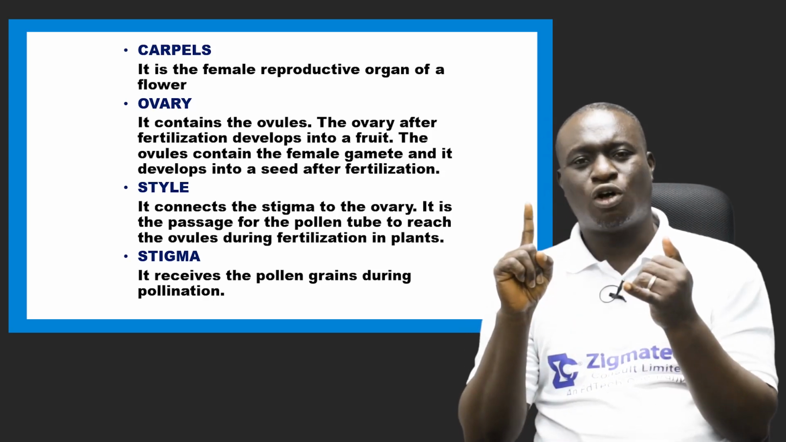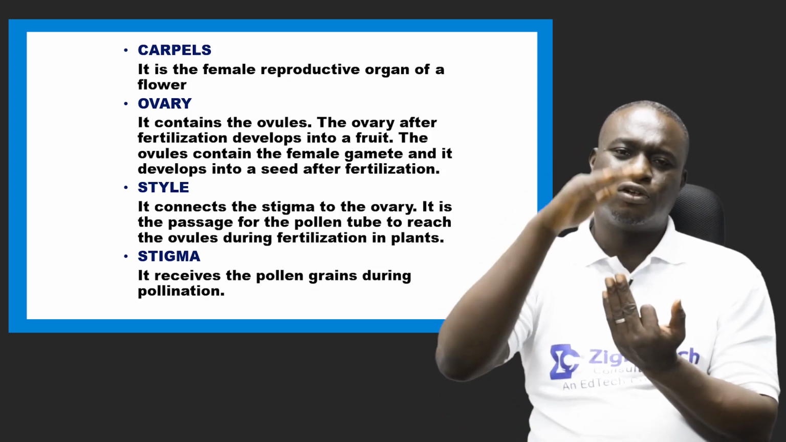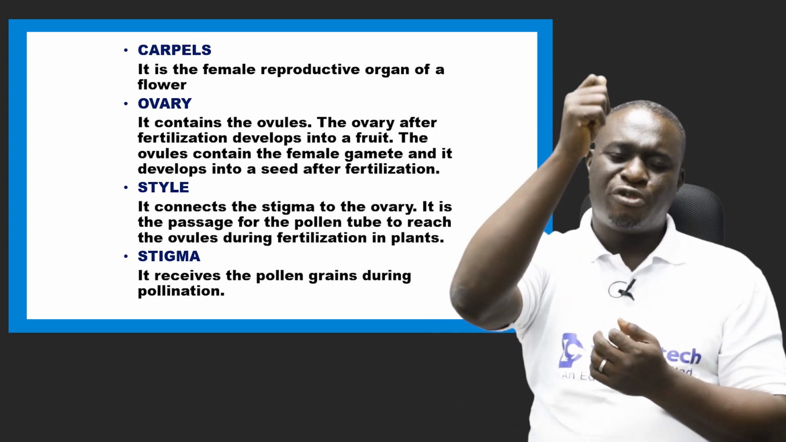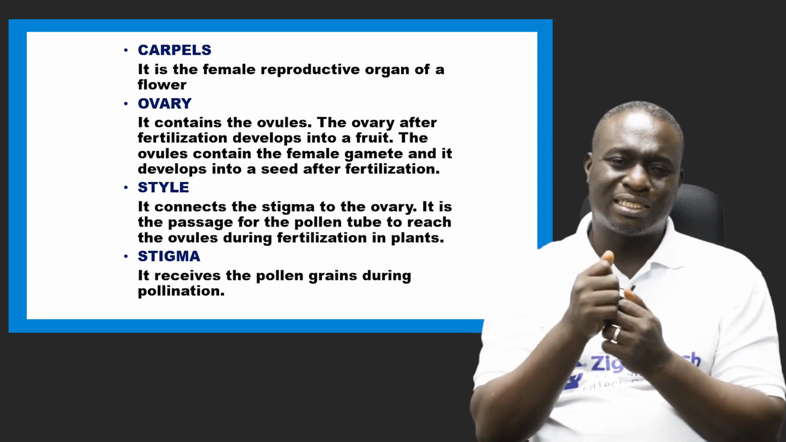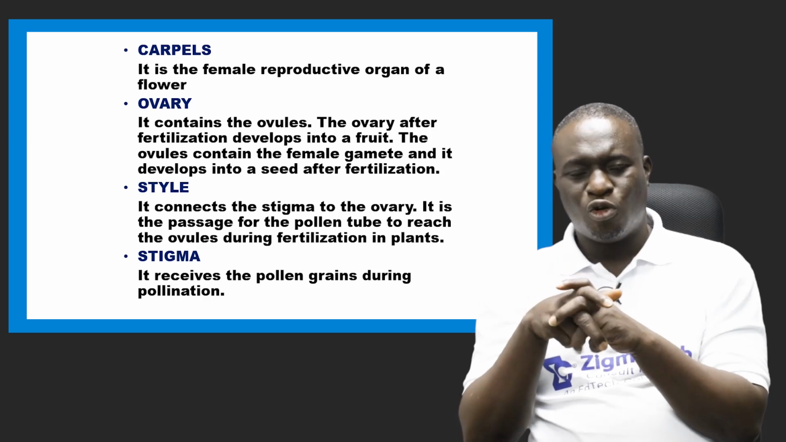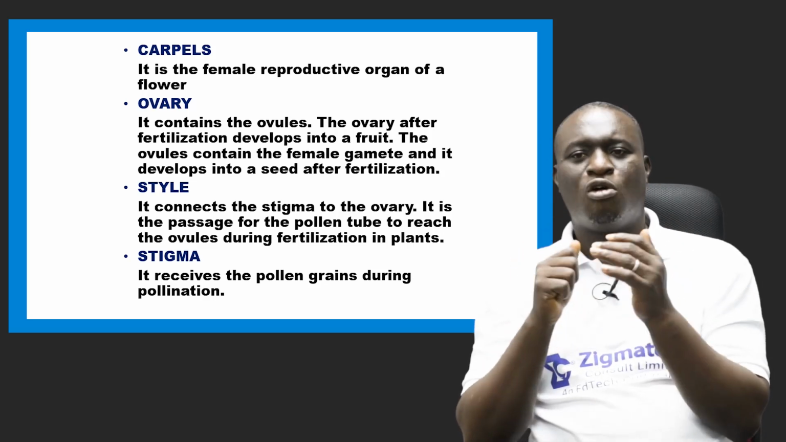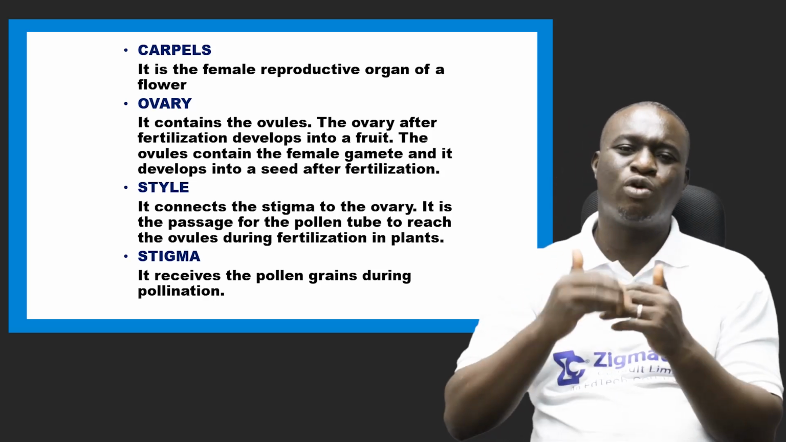It consists of the ovary, the style, and the stigma. So we have the stigma at the top. The style connects the stigma to the ovary. Now, what is the major function of the ovary? The ovary contains the ovules. And the ovary, after fertilization, actually develops into a fruit.